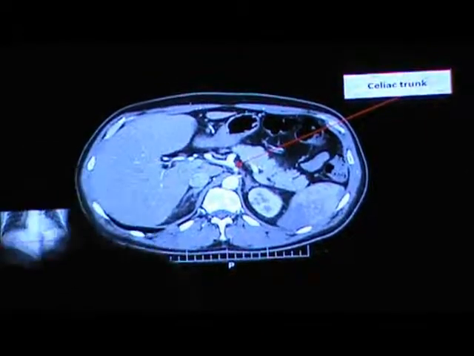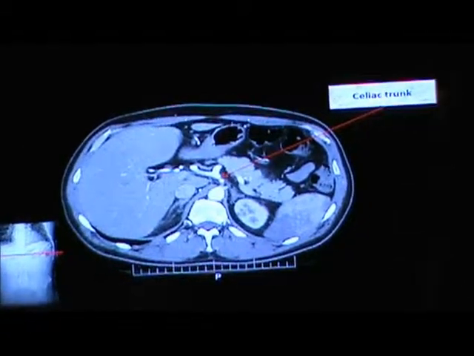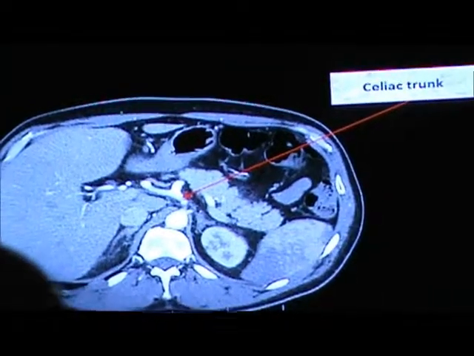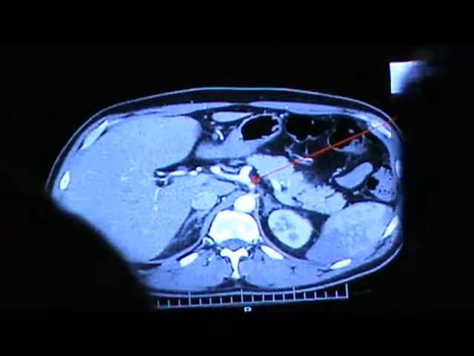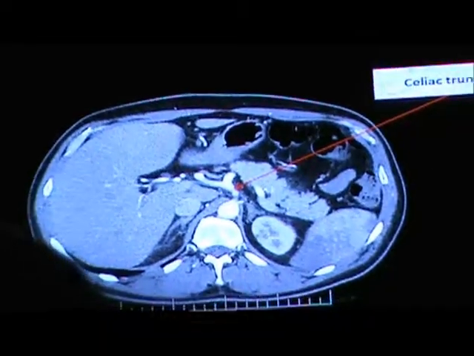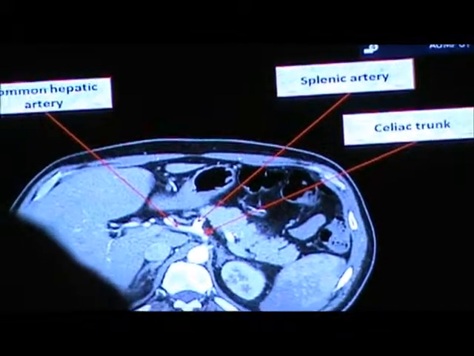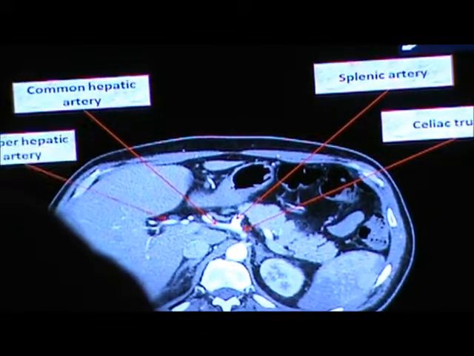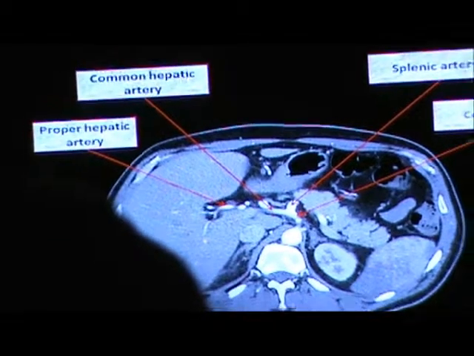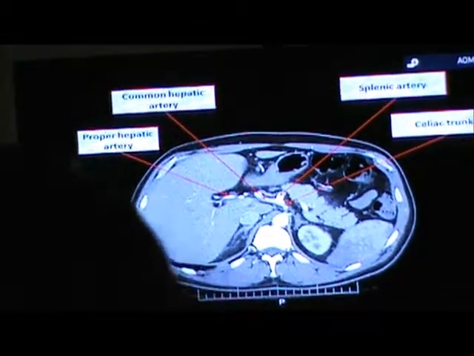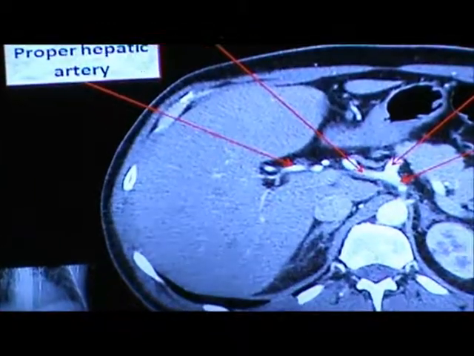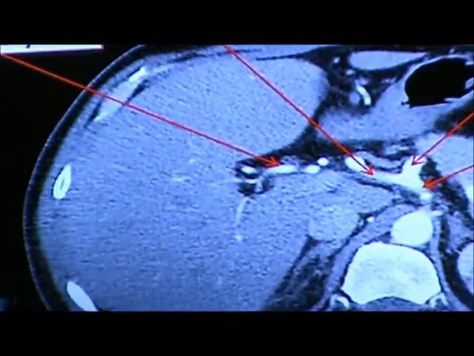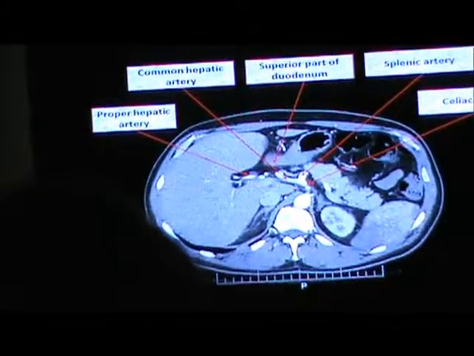And on this level, you can see how the celiac trunk branches into its two branches, because the left gastric artery was running a little more superior. We can see how it branched from the celiac trunk. But we can see a splenic artery and a common hepatic artery. After giving off the gastroduodenal artery, it changes its name and approaches the hilum of the liver as the proper hepatic artery, or a hepatic artery proper.